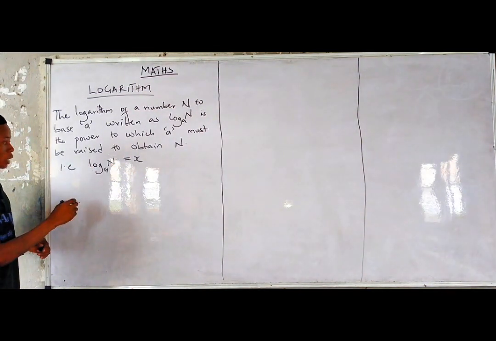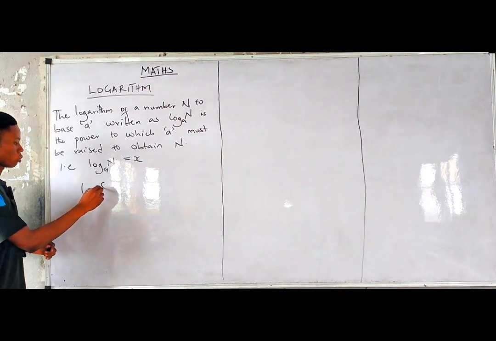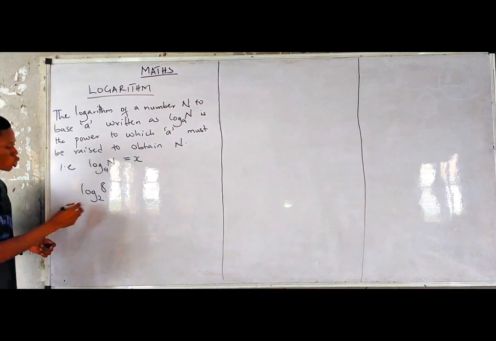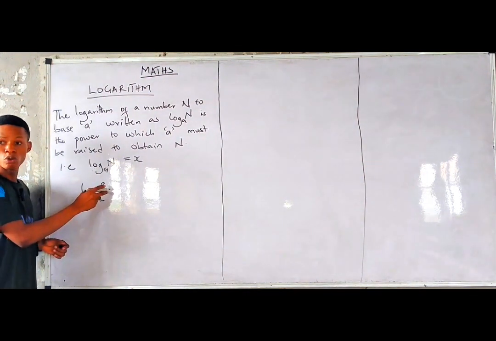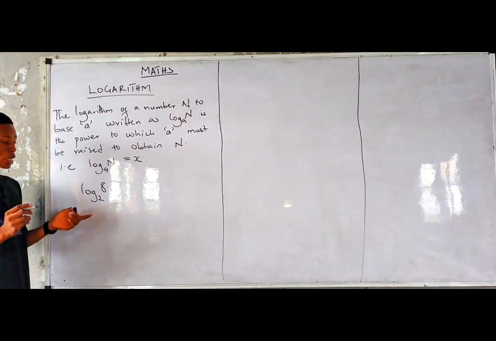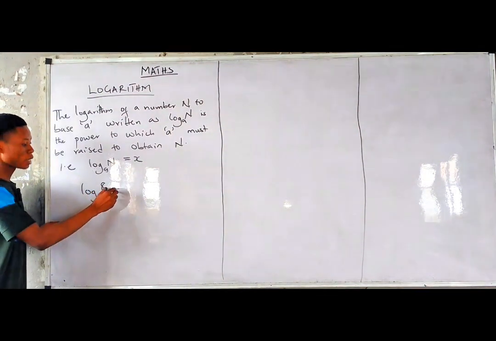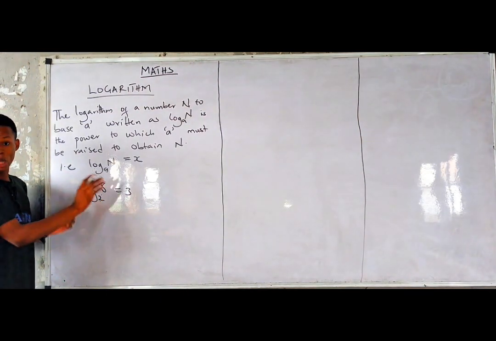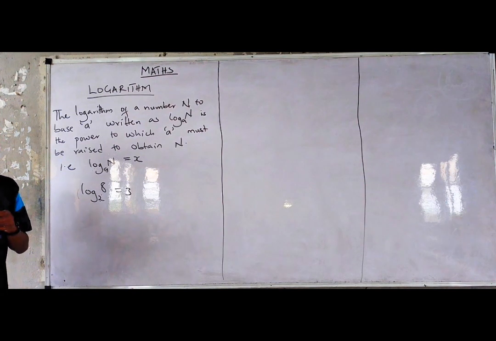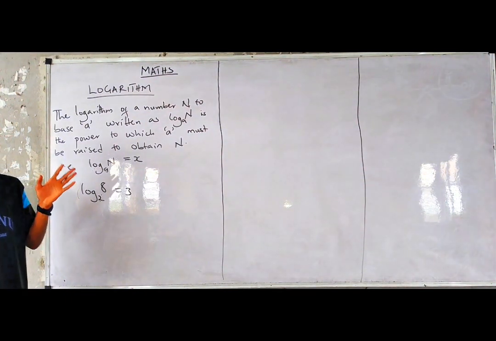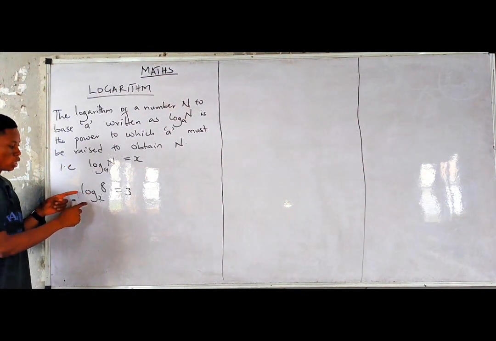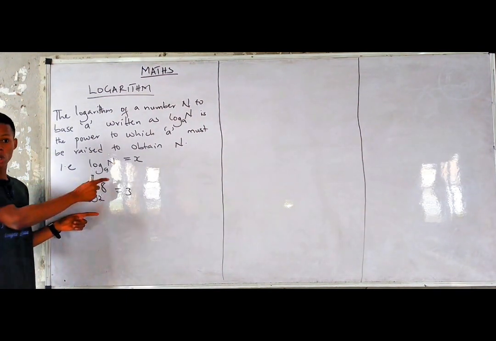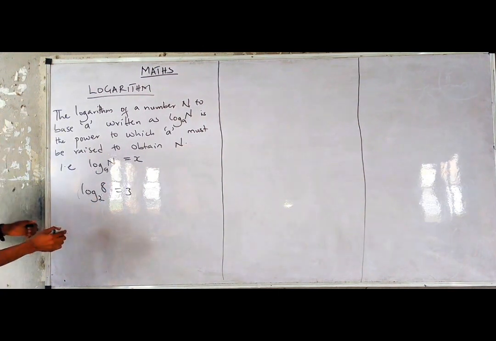For example, if you have something like this, log 8 in base 2, what they are asking you is 2 raised to power what will give you 8? So the answer here will be 3, right? So the whole of this stuff, the answer is 3. I'm going to show you the right way to solve it, but for now, just understand the general stuff there. Log 8 in base 2. The equation is 2 raised to power what will give you 8.